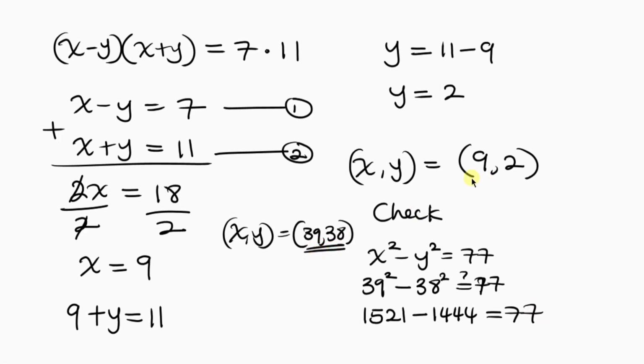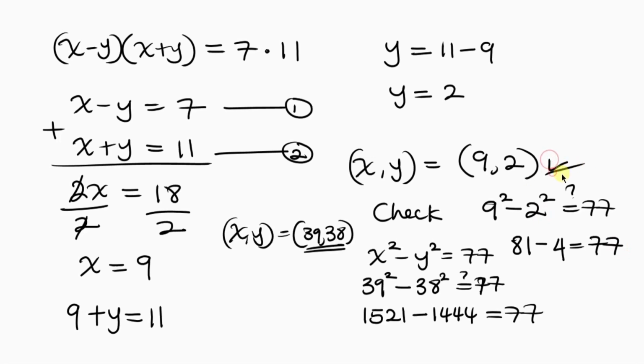Now let's try this pair of values. So this will be 9 squared minus 2 squared. Will this be 77? Let's try that out. 9 squared is 81 minus 2 squared, which is 4. So 81 minus 4 is 77, which is also correct.